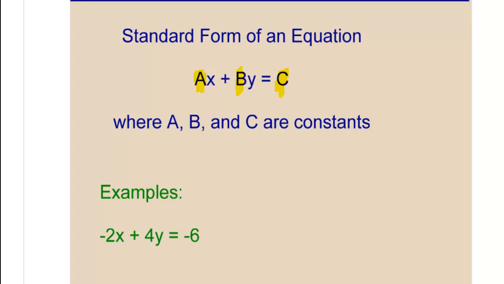In this first example, we have negative 2x plus 4y equals negative 6. So in this example, our a in our equation is what? Negative 2, right? That's the coefficient of x. Our b is the coefficient of y, and what is that? 4. And then our c is our constant by itself on the right-hand side. So what is that? Negative 6.